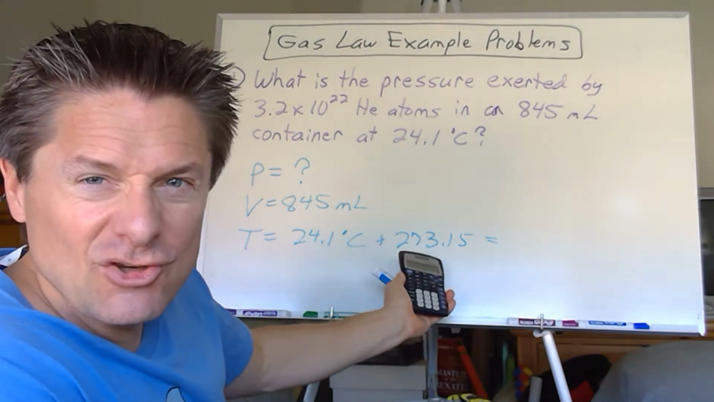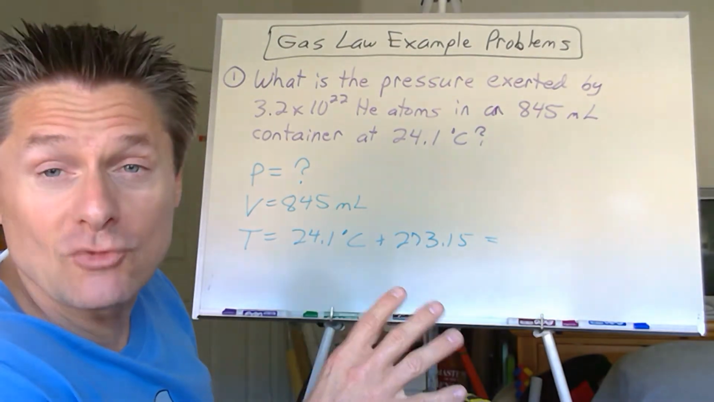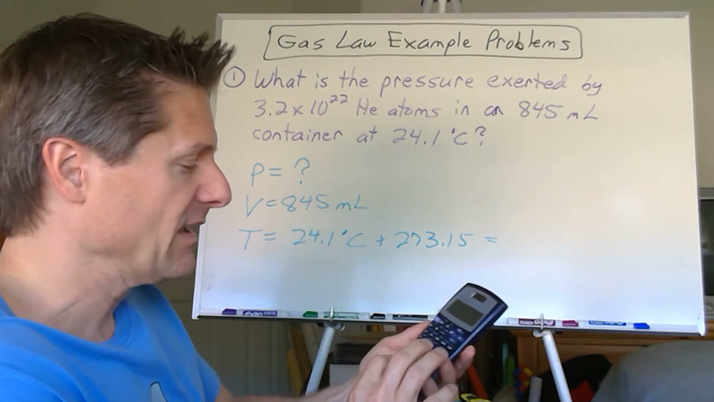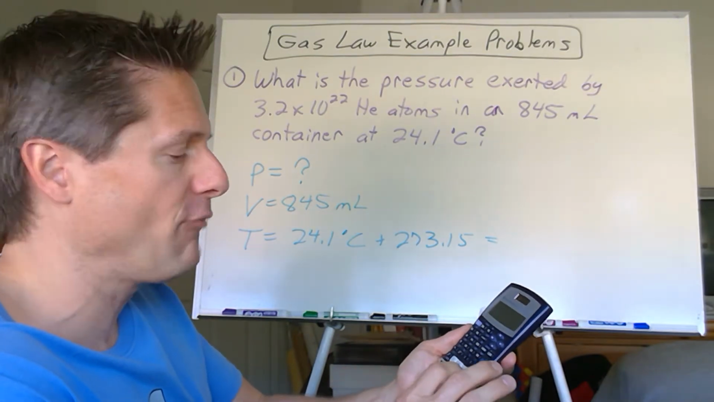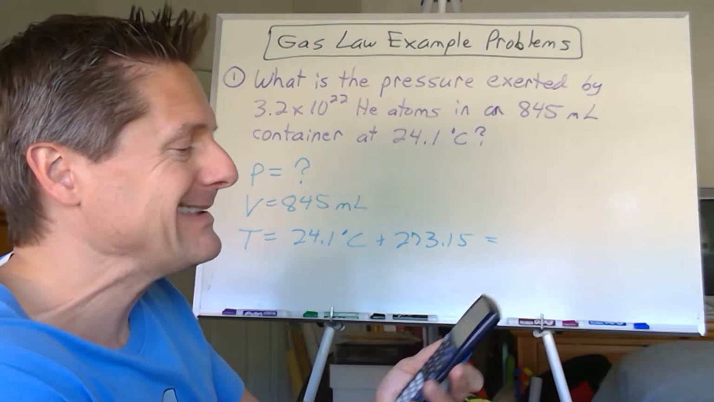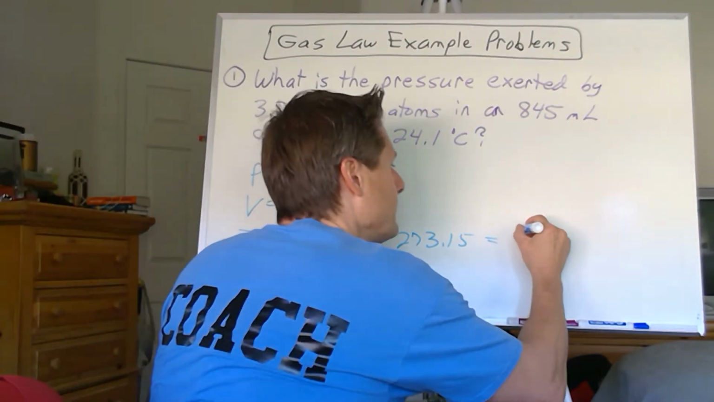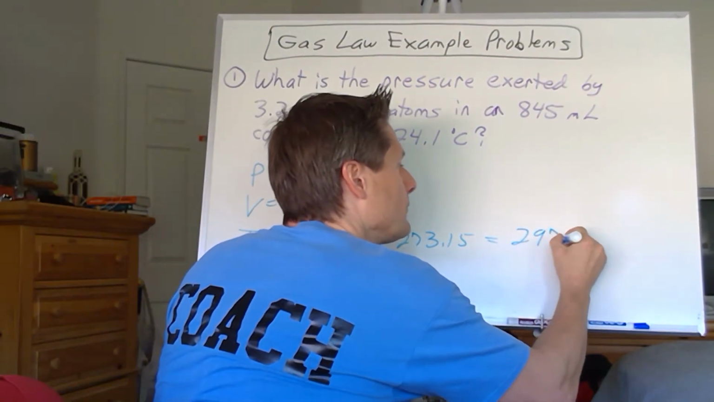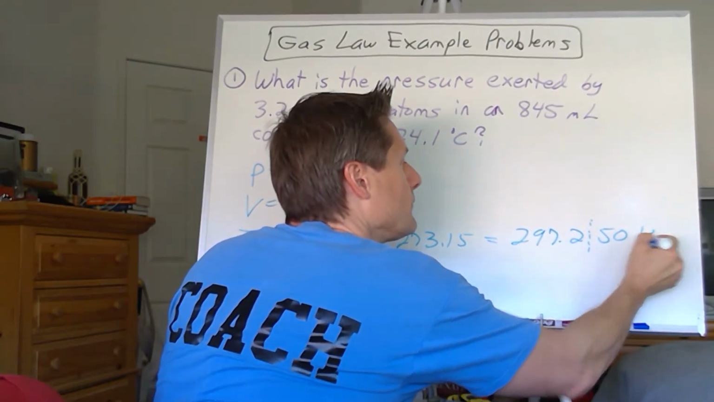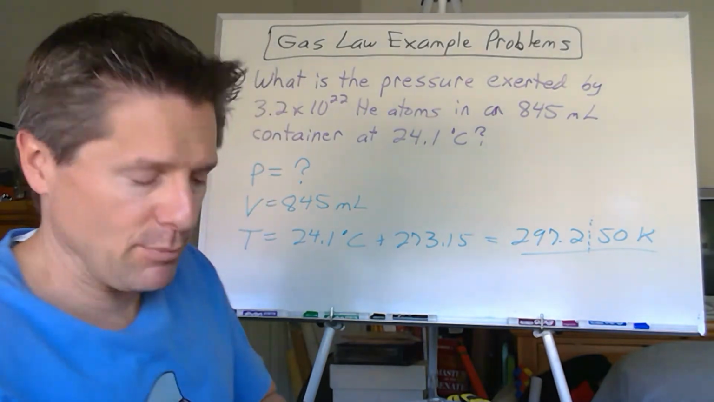I like to do this. I don't require you to show that work, but a lot of students who don't show it sometimes screw up their significant digits. Their uncertainty gets messed up because sometimes the temperature will limit you. 24.1 plus 273.15, 297.25. Good to 1 decimal place. All right, so we got our temperature there.